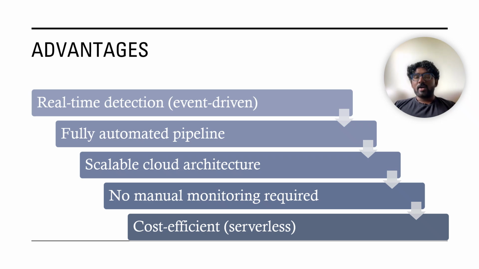If we want to add a fourth detection rule tomorrow, say flagging access from unusual IP ranges, we just update the Lambda function. The rest of the pipeline stays the same. That makes it easy to evolve the system without rebuilding anything.